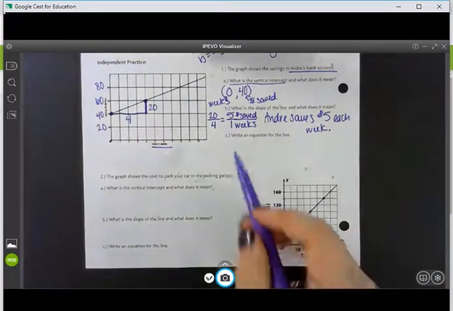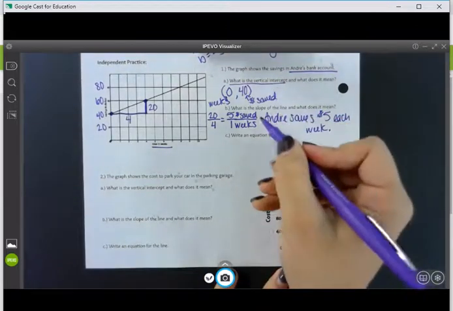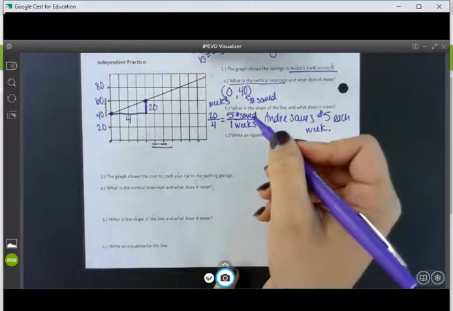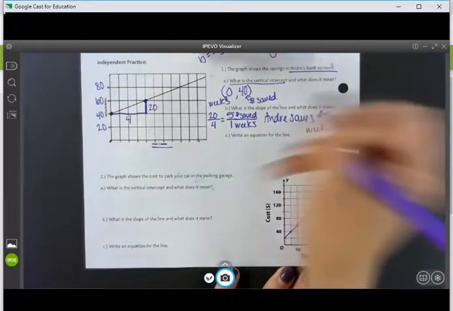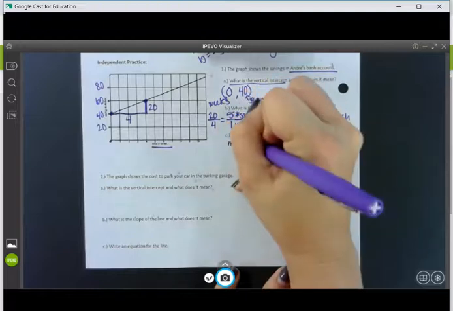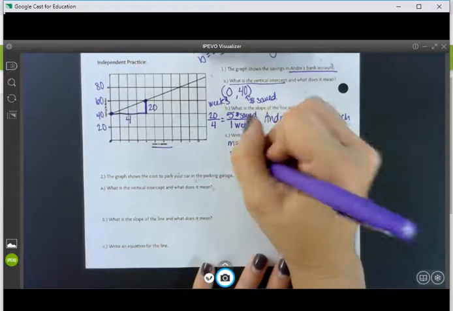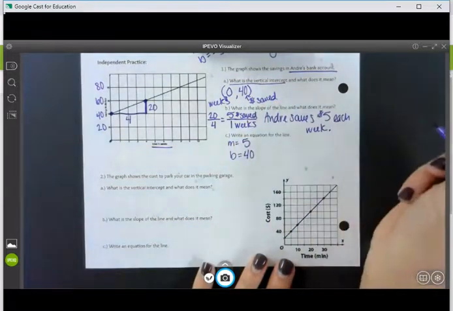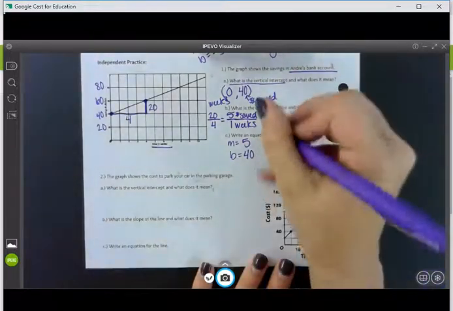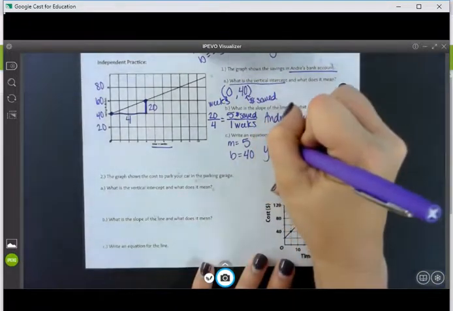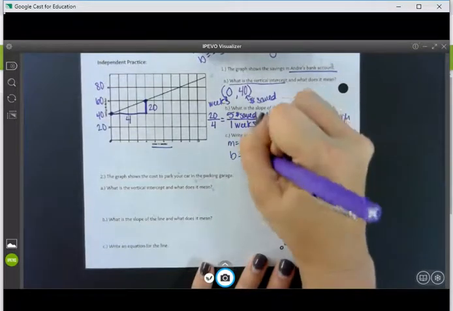Now the last thing we need to do is write an equation for the line. Since we already have the vertical intercept and we already have the slope, we just have to write it in y equals mx plus b. So our m, our slope, is 5. Our b, our vertical intercept, is 40. So our equation is going to be y equals 5x plus 40.